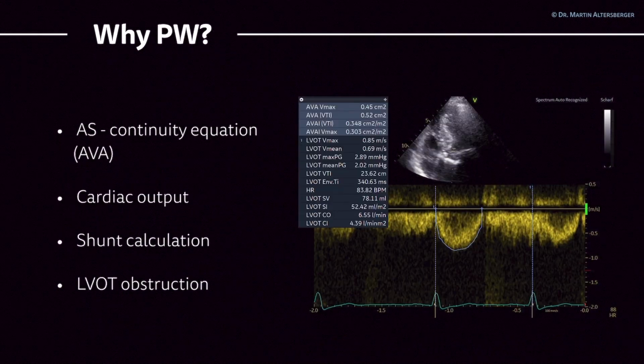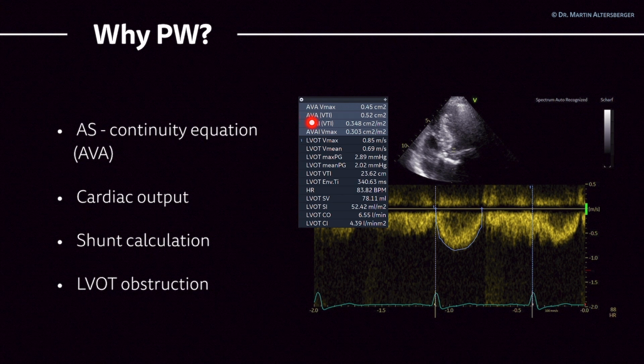Why use pulsed wave Doppler? For pulsed wave Doppler, the usage is quite clear. We need it for the continuity equation to calculate the aortic valve area. So we need to calculate the overall square centimeters to quantify aortic stenosis. There's a whole video about aortic stenosis, almost an hour long, so click the box and check it out for more information. To have a quick overview, you see a lot of measurements over here.